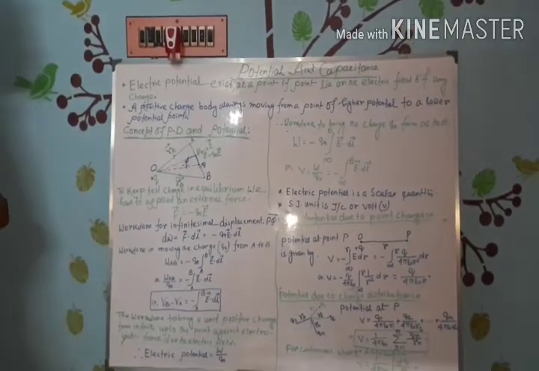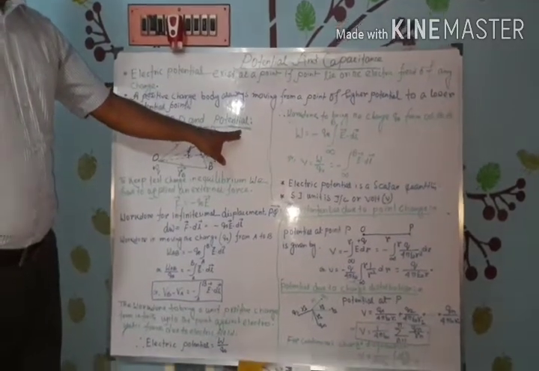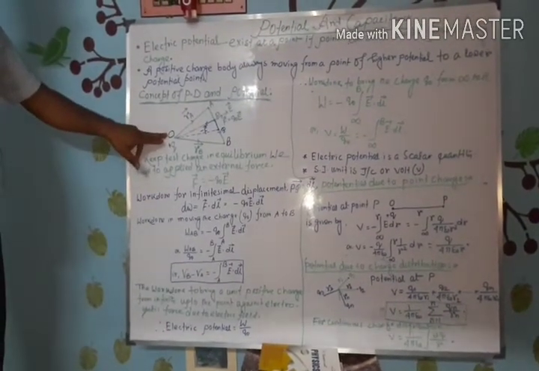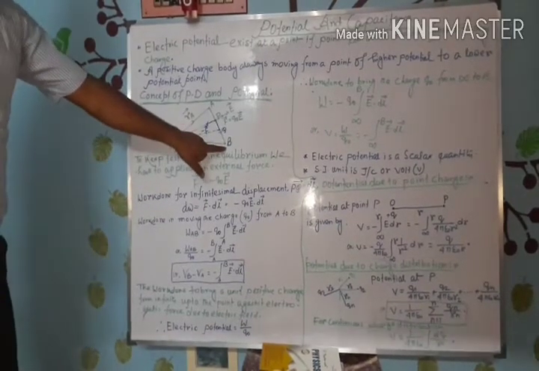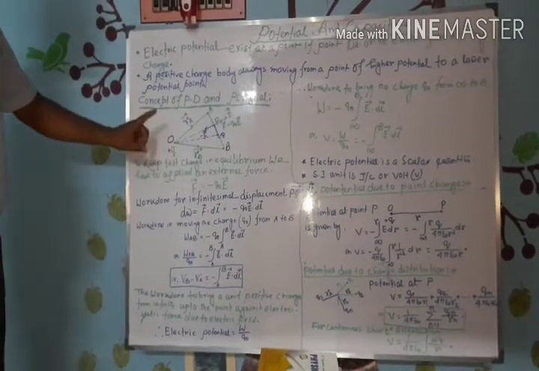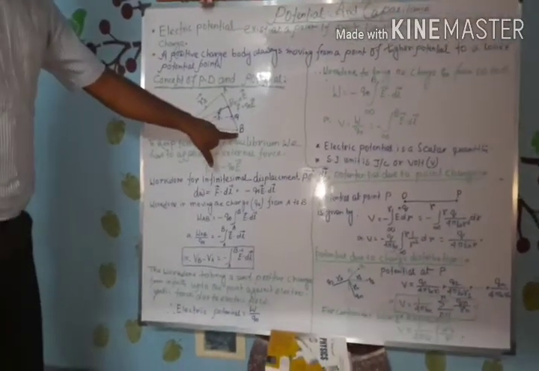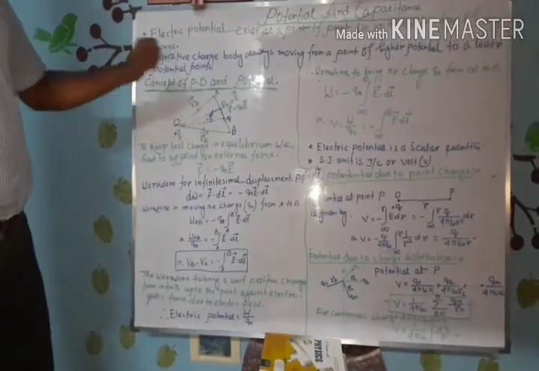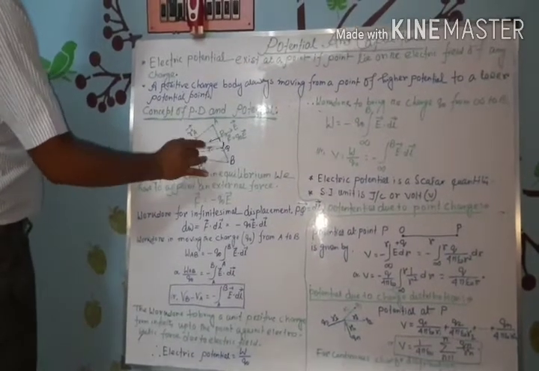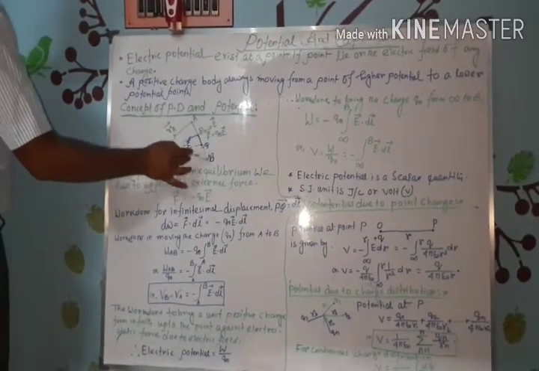Now we have to know the concept of potential difference and potential. To know this, we consider a positive charge Q located at O. A and B are two points in the electric field of the charge Q. Therefore, the points A and B have some electric potential. We want to determine the potential difference between the points A and B, for which we have to move a test charge from point A to B.